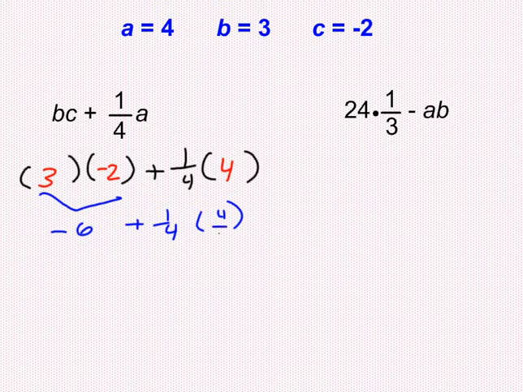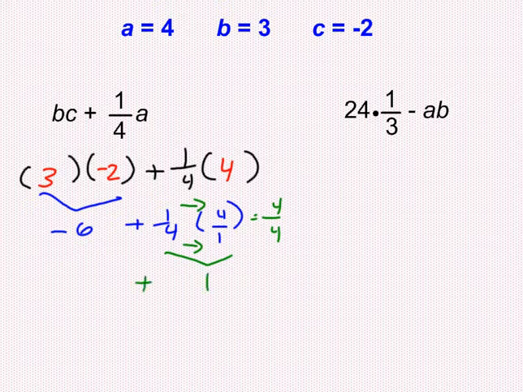Now I'm looking at multiplying my fraction. When I multiply a fraction with a whole number, I need to turn my whole number into a fraction. You can turn any whole number into a fraction by putting it over 1. Then you just multiply straight across the top and straight across the bottom. 1 times 4 gives me 4. 4 times 1 gives me 4.